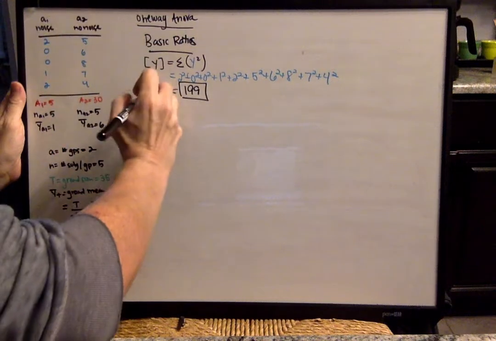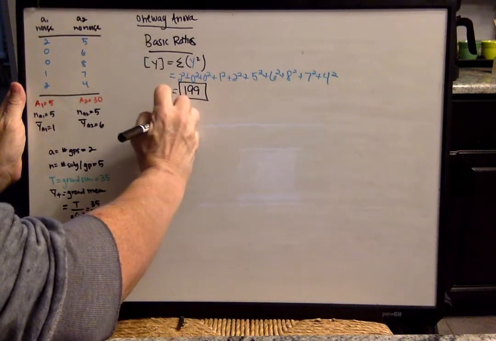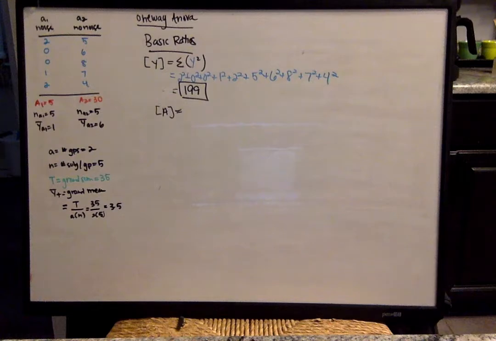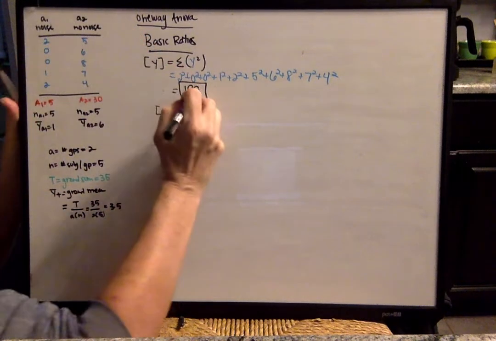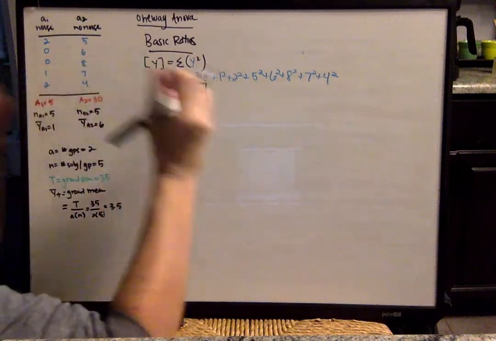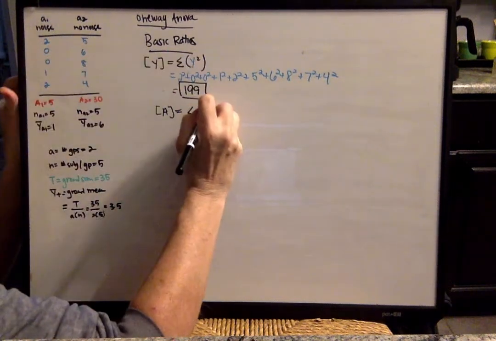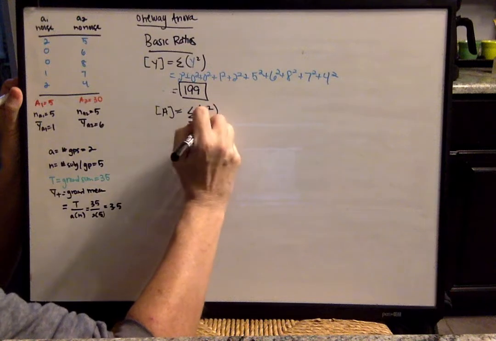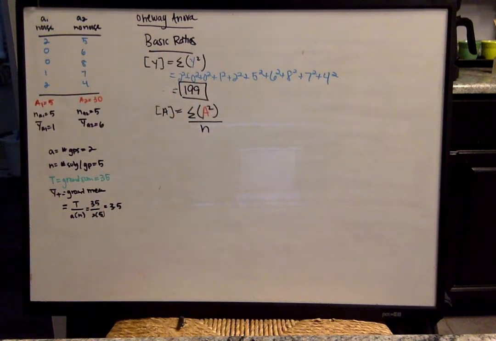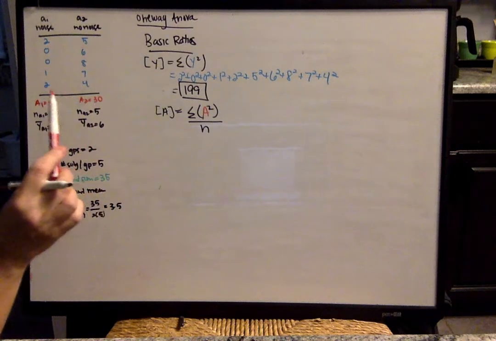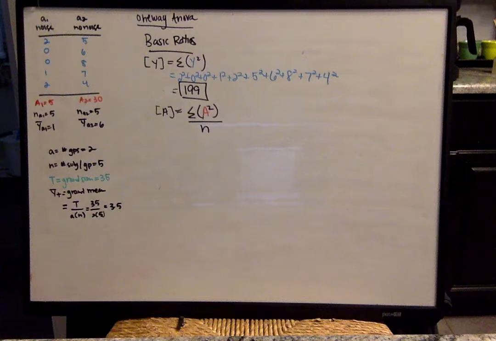Okay, so our next basic ratio is the basic ratio for A's. And the formula for this is the sum of the capital A's squared divided by n. So we're going to take each one of these column sums, square them, add them up, and divide by n.